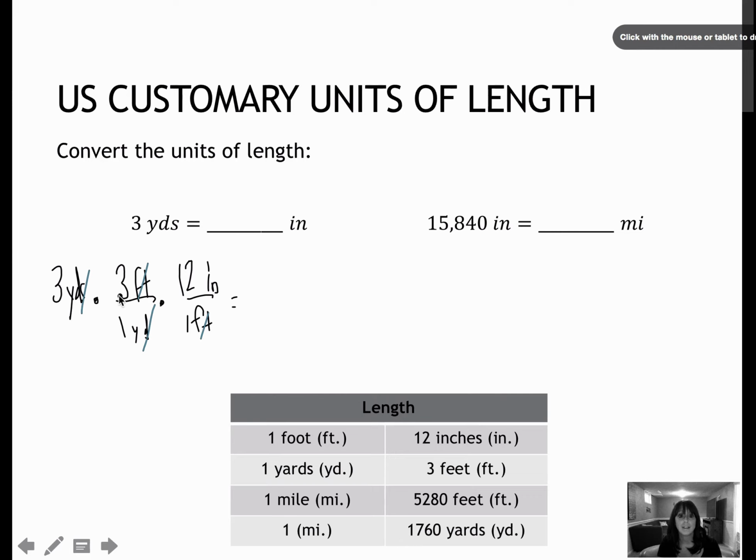So 3 times 3 is 9, divided by 1, still 9. 9 times 12 is 108. And of course, divided by 1 is still 108. And notice I'm left with inches, so it's 108 inches.